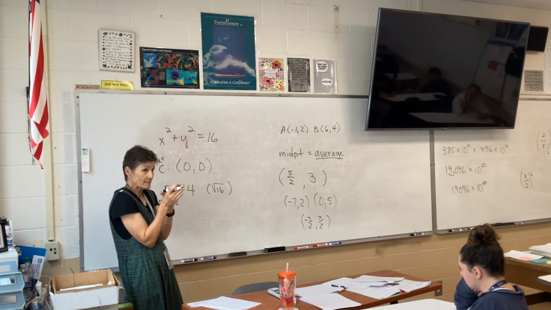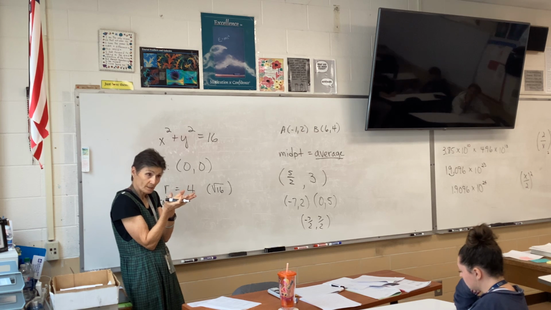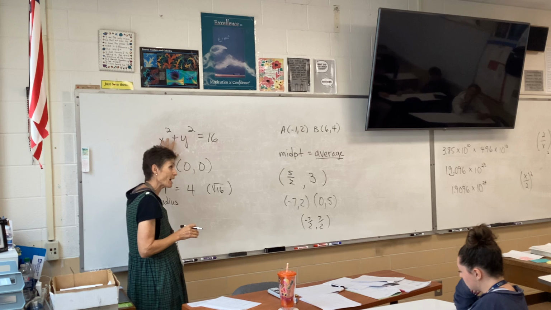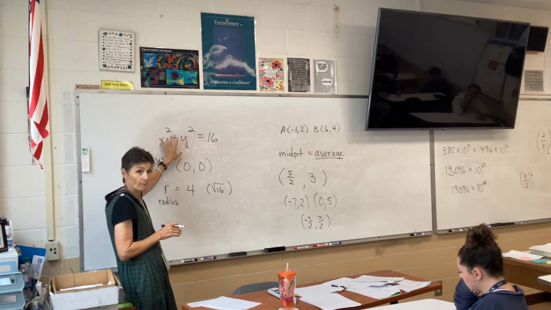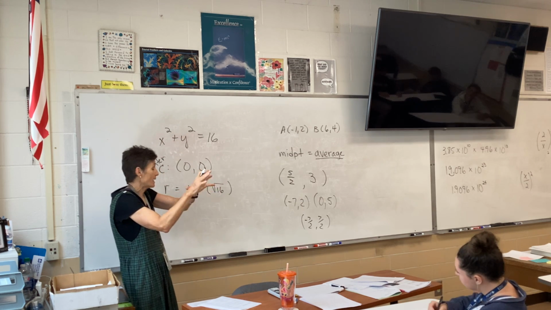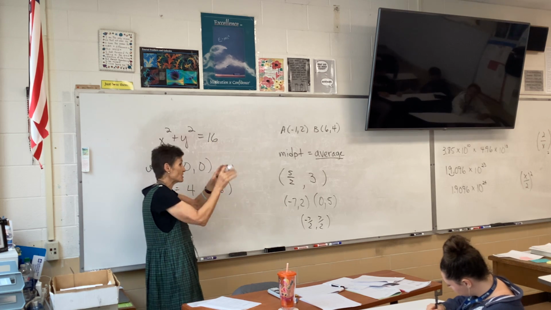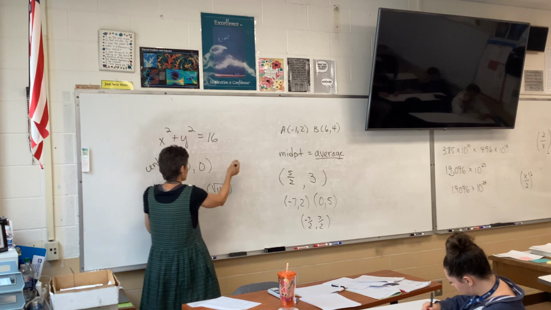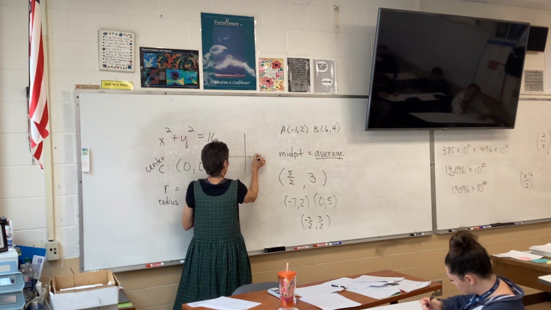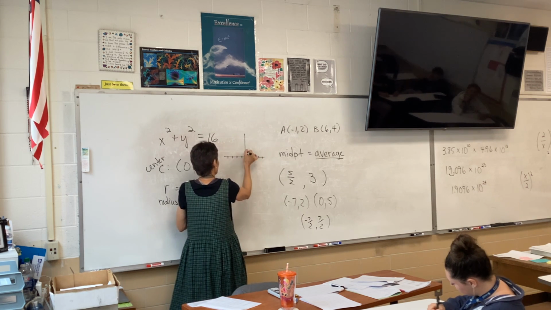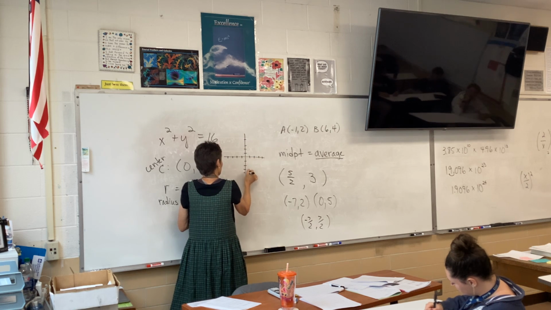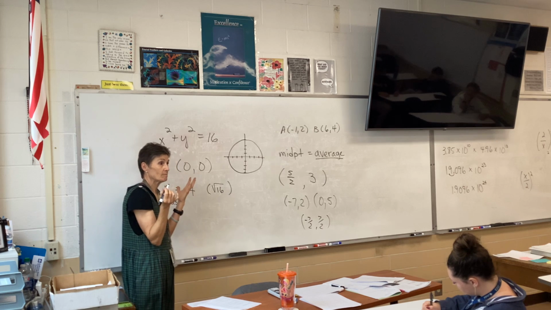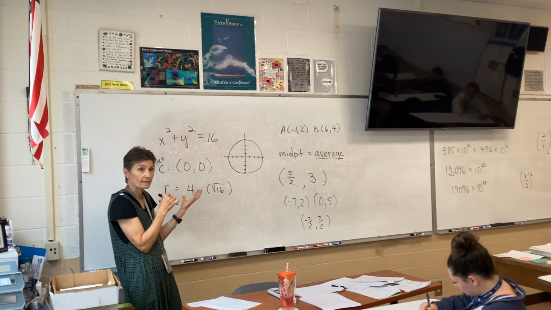Now, the reason the center is at the origin is because nothing has been added or subtracted to these two numbers. It's a plain x squared and a plain y squared. So it hasn't been shifted anywhere. It's just starting at the origin. So this circle, if you were to graph it, would look like this. That easy. You don't need to graph it, but that's what it would look like.